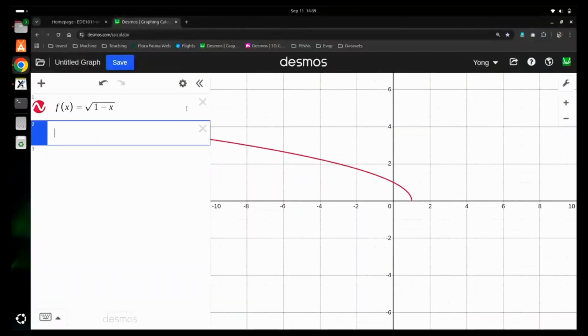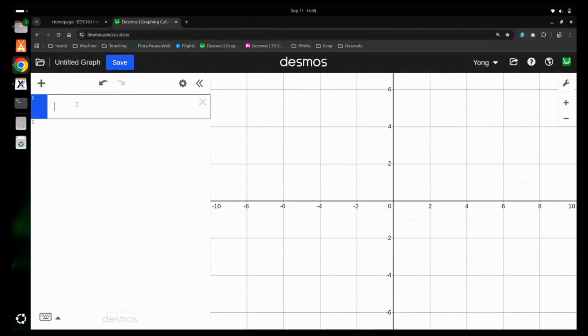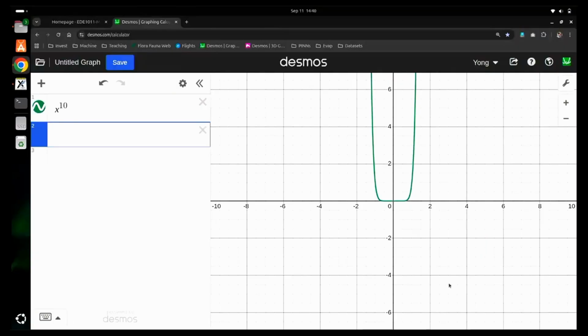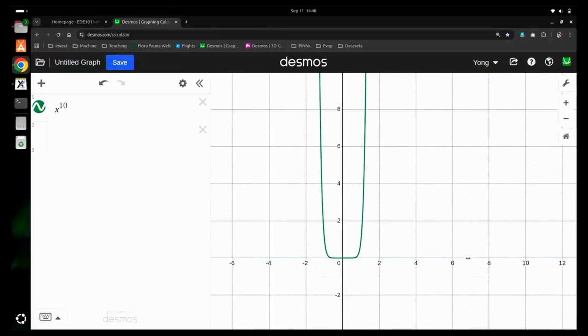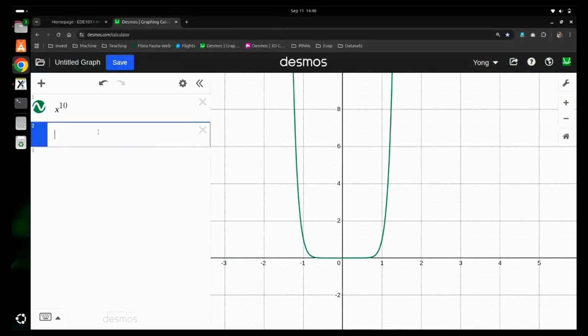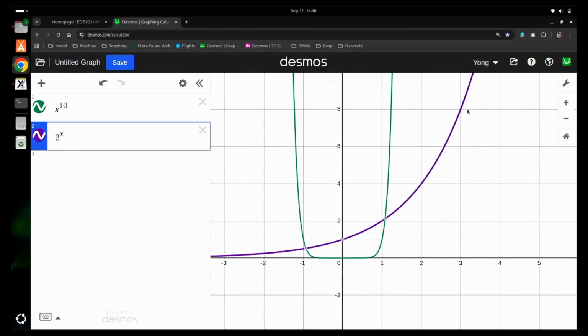So I'm going to quickly demonstrate here in Desmos. Let's consider x to the power of 10. You see, x to the power of 10 shoots up very fast, correct or not? Then what about 2 to the power of x? This base is only 2, so you can see this guy doesn't grow so fast. This one already shoots to infinity, but this one is still growing slowly, like 6, then 8, and so on. So from here, it doesn't look like 2 to the power of x is going to be bigger than x to the power of 10.